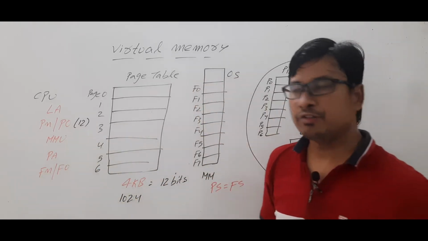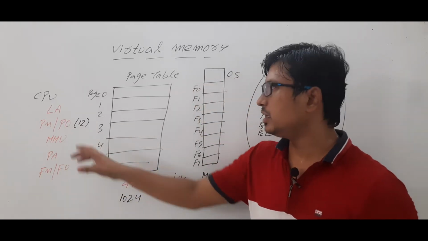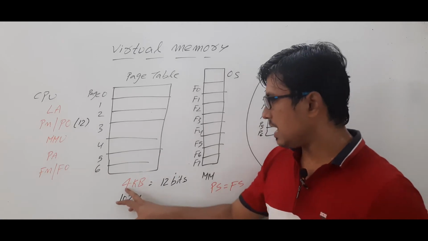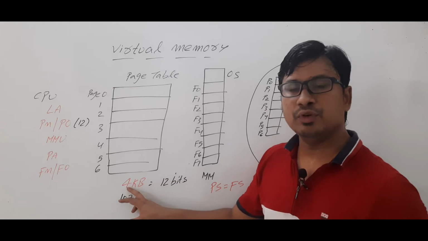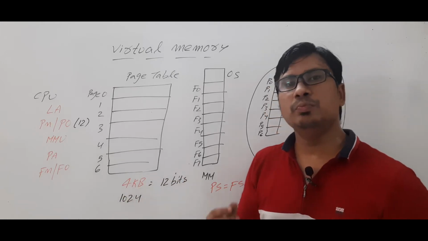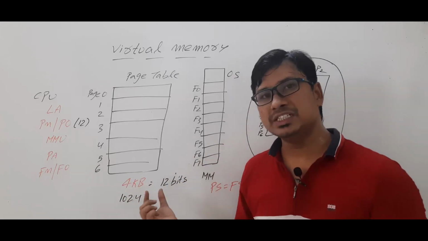The number of bits required for the page offset will depend on the page size, as it is 4 KB. K is nothing but 2 power 10, and 4 is 2 power 2. So you need 2 power 12, which is nothing but 12 bits required.